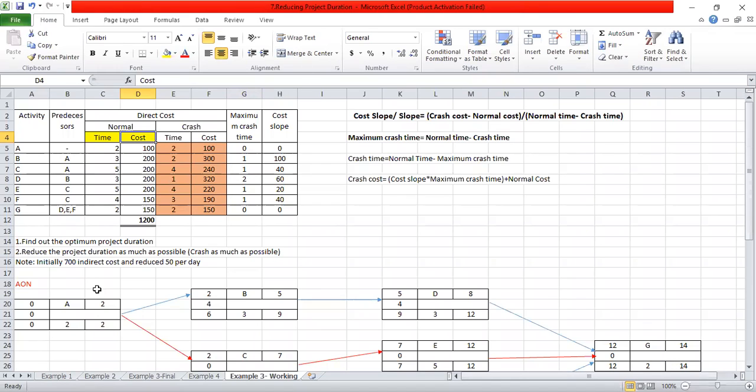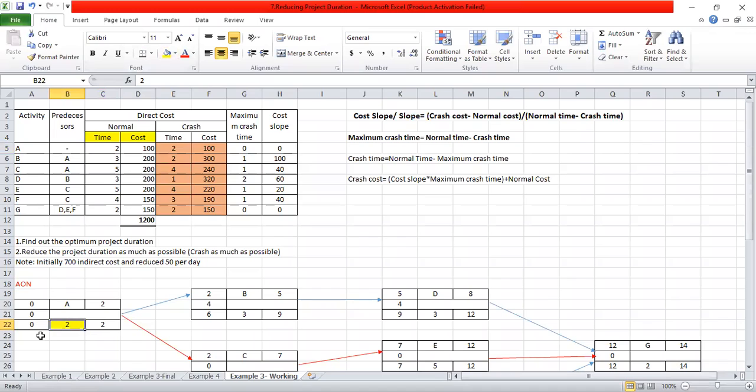In the activity on node approach, first you have to start your activity. For activity A, there are no predecessors. That means you can start activity A. After completing activity A, you can start activity B, right? That means from activity A, the arrow should go to activity B. For activity A, can you see how much time it consumes? The time is 2. In the duration cell, you have to put the duration, so I have put that duration as well.